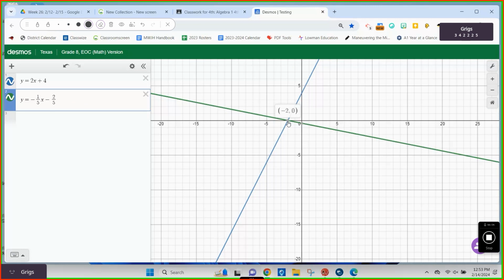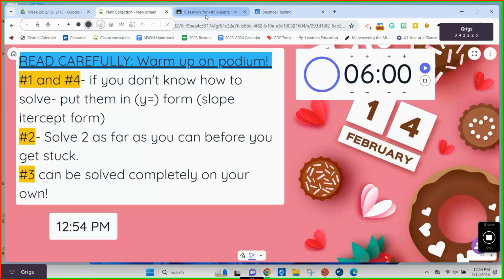Alright, so you can use this to your advantage on warm-up. I do want you getting a feel for it. The only thing with warm-up is with Desmos, you have to put it in what form? Y equals form. Okay. Most definitely.